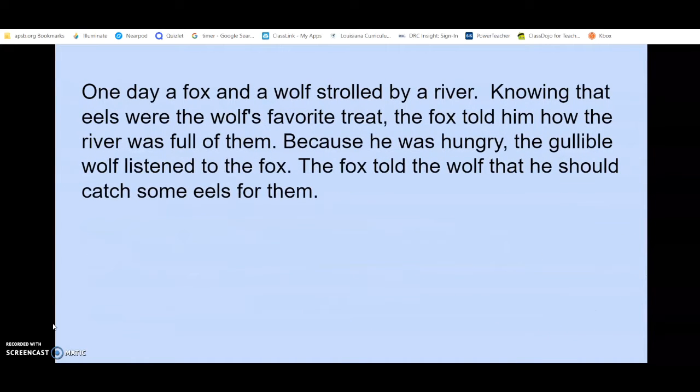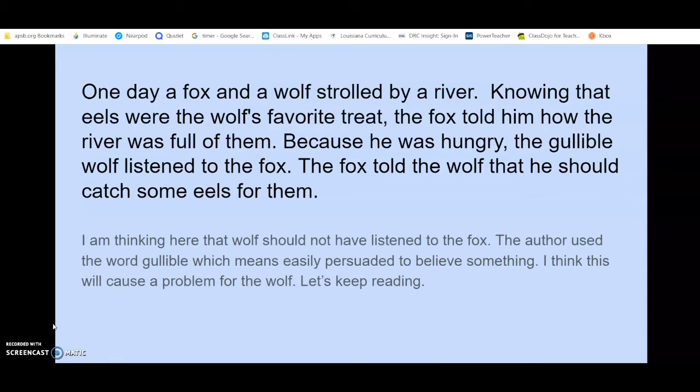So the first paragraph says, one day a fox and a wolf strolled by a river. Knowing that eels were the wolf's favorite treat, the fox told him how the river was full of them. Because he was hungry, the gullible wolf listened to the fox. The fox told the wolf that he should catch some eels for them. So I'm thinking here that the wolf should not have listened to the fox. The author used the word gullible, which means easily persuaded to believe something. I think this would cause a problem for the wolf. So you could make a note on the side that this is where the problem is introduced in the story.